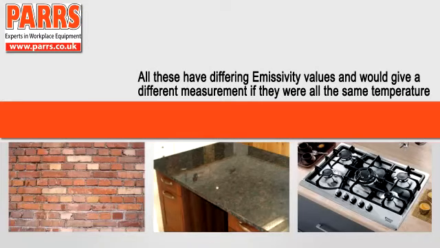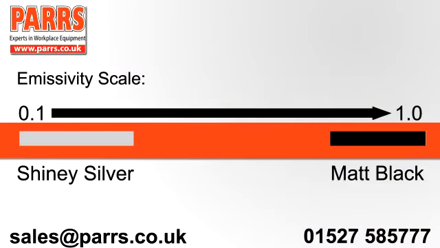Emissivity is a term based on the object's ability to emit radiated heat. The scale is from 0.1 to 1 and takes into account the colour, the surface finish and the reflective nature of the object being measured. 0.1 is the emissivity value associated with very shiny objects such as steel. 1 is the value associated to matte black.